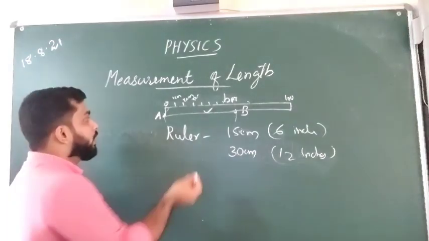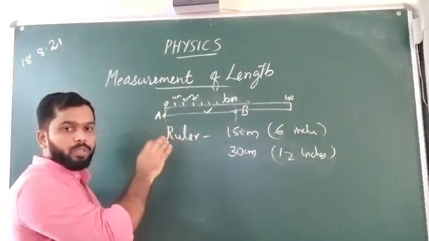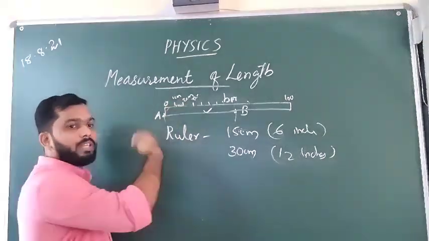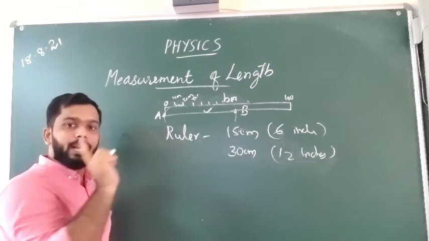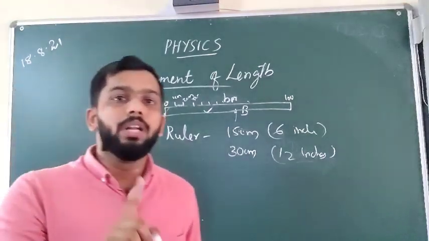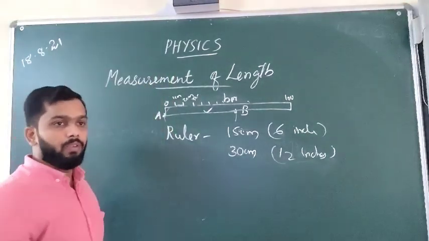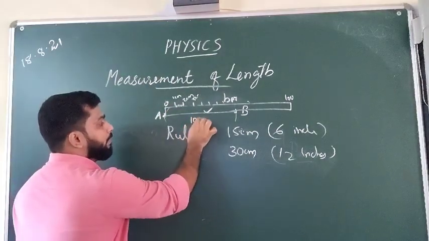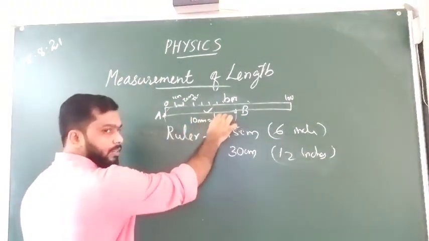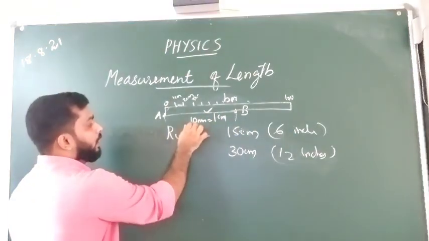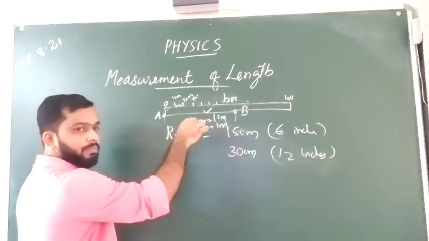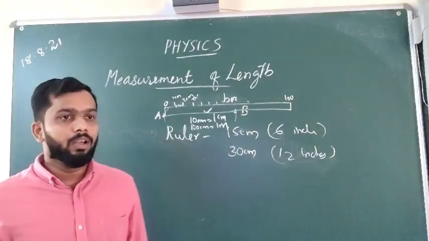Then next, if we observe very closely, we can see that in between these bigger lines there will be 10 equal divisions, and one equal division will be equal to 1 millimeter. That means 10 millimeter will give you 1 centimeter, and 100 centimeter will give you 1 meter.